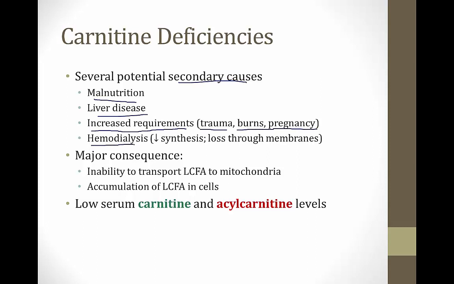And then finally, hemodialysis for patients with kidney disease removes carnitine. There's less synthesis of carnitine for unclear reasons in dialysis patients, and there's also a loss of carnitine through the membranes. So dialysis patients can become deficient in carnitine. The major consequence is the inability to transport long-chain fatty acids to the mitochondria. As we just saw, carnitine is part of the carnitine shuttle that moves these long-chain fatty acid molecules into the mitochondria. As a result, you get accumulation of long-chain fatty acids inside of cells. In addition, the diagnostic hallmarks of carnitine deficiencies are low serum levels of carnitine and acyl carnitine.